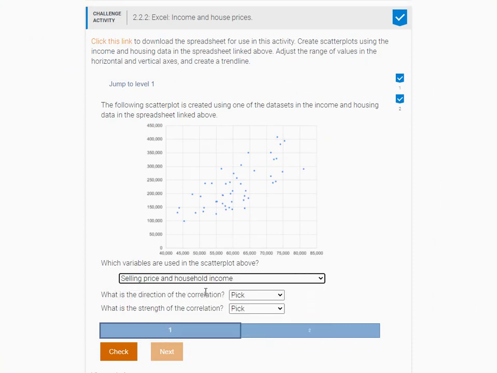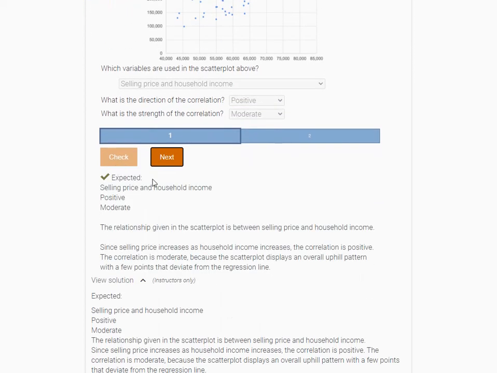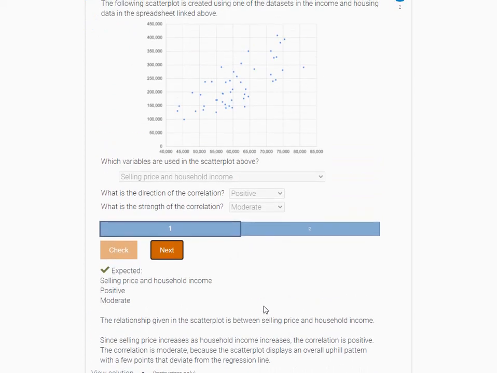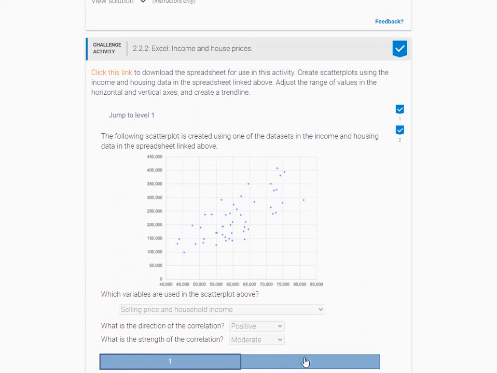And now what is the direction of the correlation? Well, it definitely looks like it's positive, right? Because it's going upward. And if you look at the strength here, you can definitely see the relationship, but it's not a really great line. So it looks to me like it's moderate, which is what we got correct there. All right, let's go to the second part.